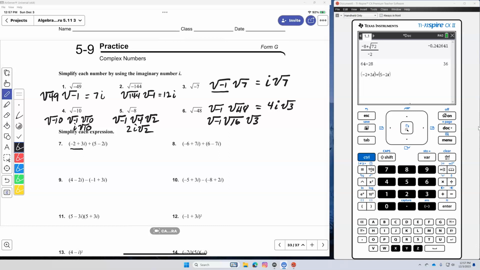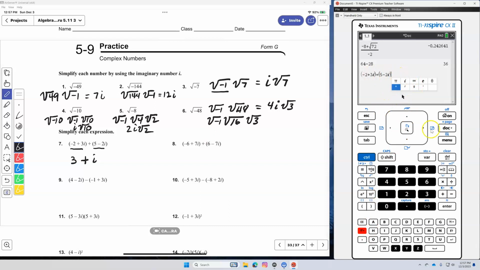Number 7, simplify each expression. These are complex numbers. It's a complex number because it has a real and an imaginary part. Negative 2 plus 5 is 3, and this will be plus 3i plus negative 2i, which is i. If you want to know where i is in the calculator, you go to the pi, and there is the i.